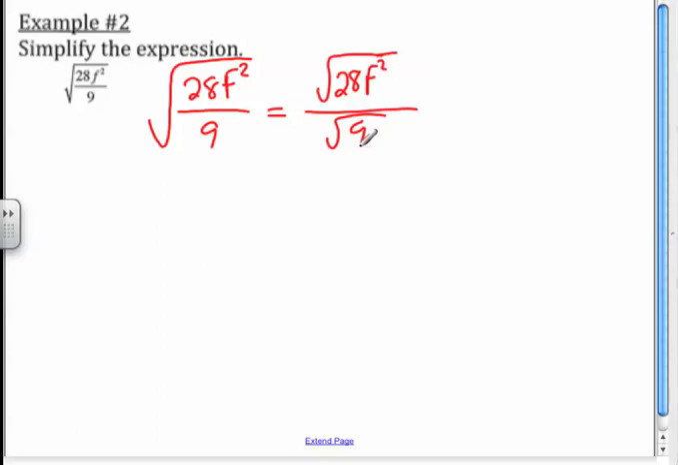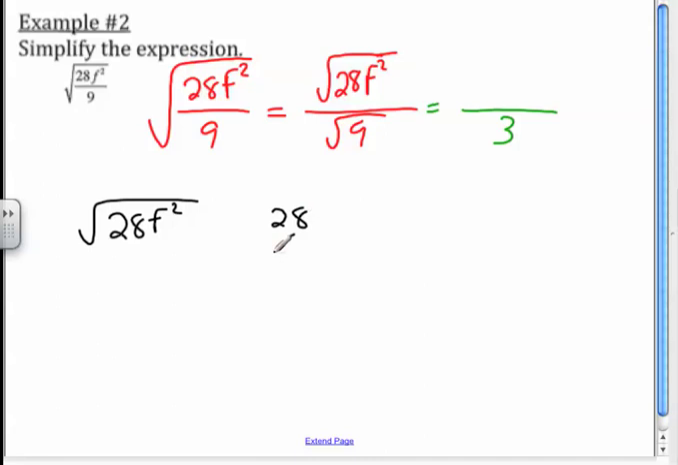Okay, now, you should be saying, wait, Mr. C, that's super easy. Square root of 9 is 3. Done. Okay, that's true. The bottom, that was a very simple one. But now we've got to simplify the top. And we need to break it down into all of its primes. Okay, so 28f squared, that's what we're working on.